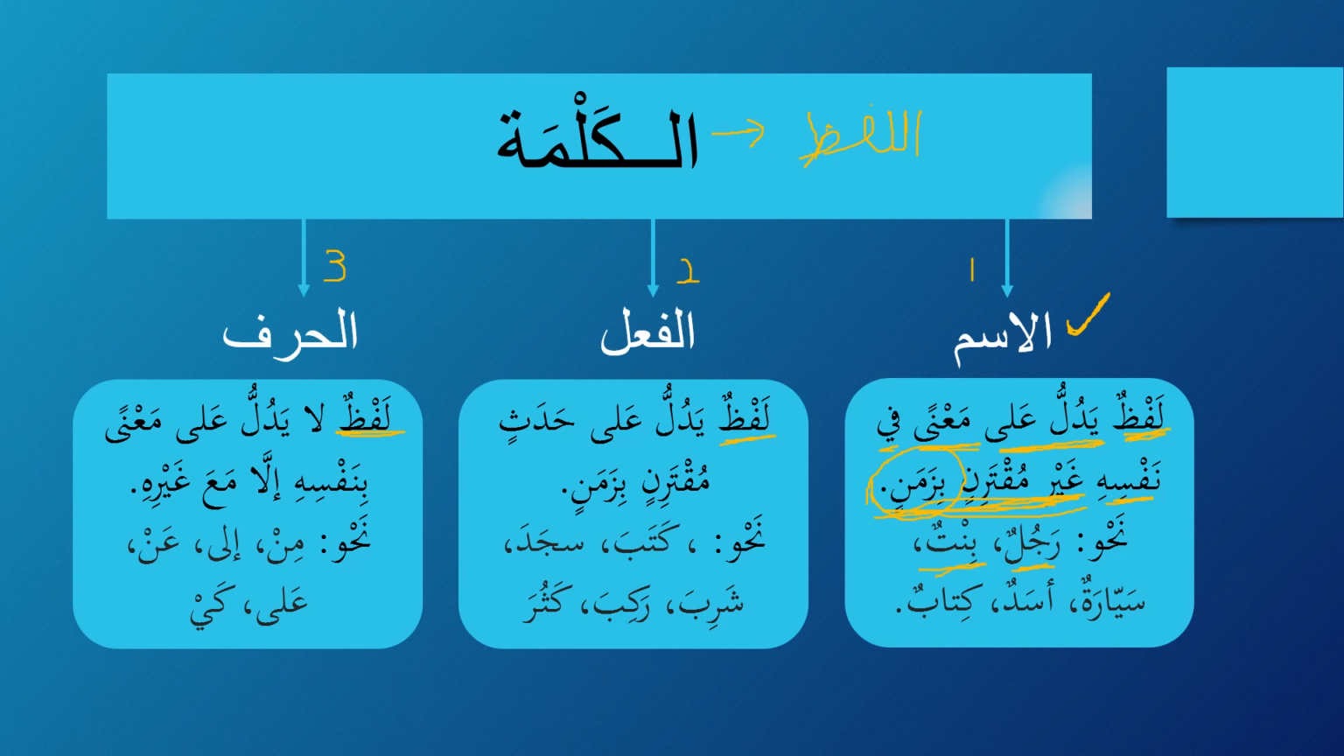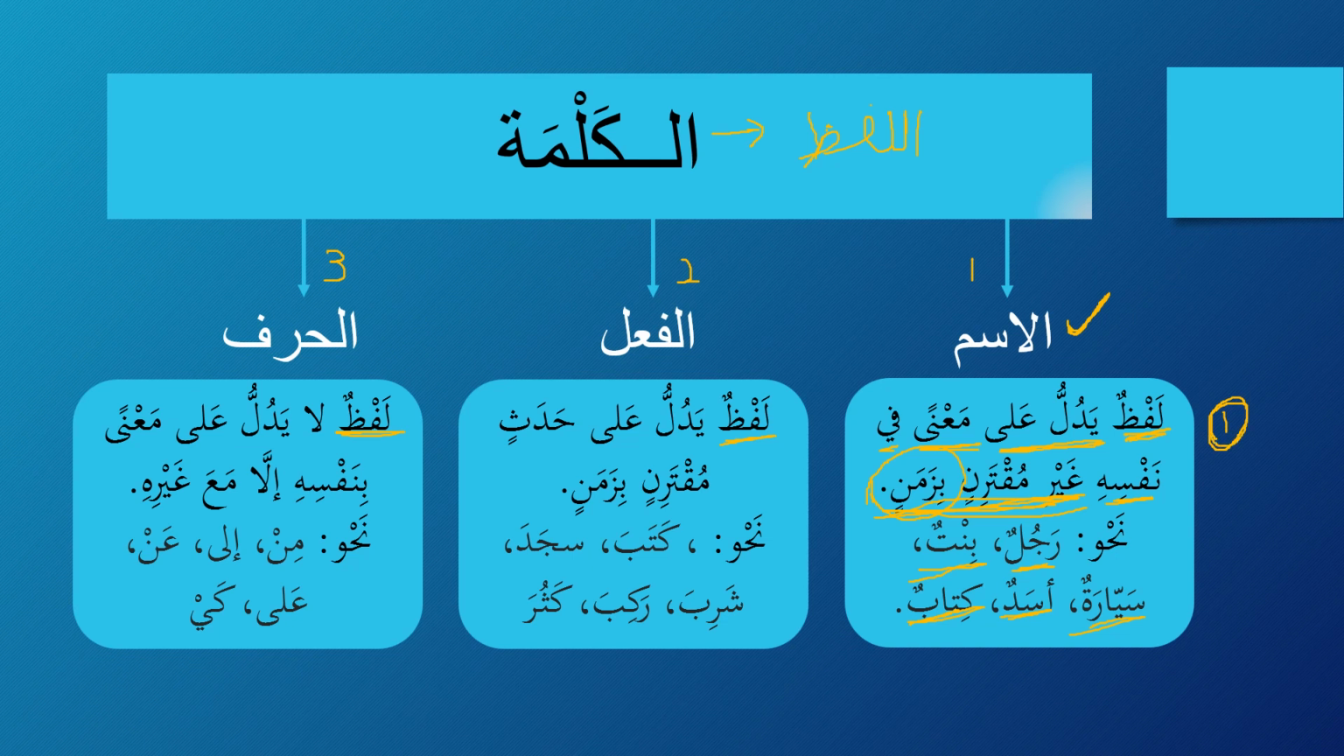That is rajul. You can see, we have sayara, a car. We have asad, a lion. We have kitab, a book. All these things, they are what? They are asma. And we can also see some other definitions that are different from this. This is a good definition. And we still have some other ones. If you are seeing them, don't be puzzled.